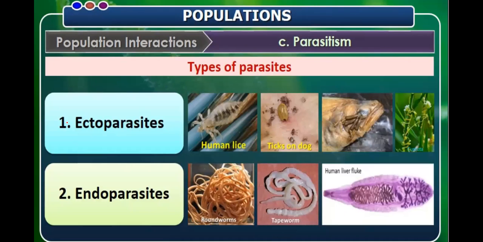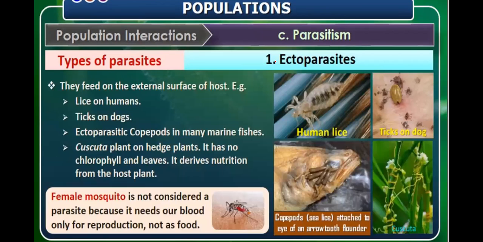Types of parasitism. There are two types of parasites. One is ectoparasite and the other is endoparasite. Like human lice, pig and dog, these are external parasites. And endoparasites: roundworm, tapeworm, human liver fluke. These are examples of endoparasites. Now, what is ectoparasite? They feed on the external surface of host, example, lice on human being, ticks on dog. These are ticks on dog.